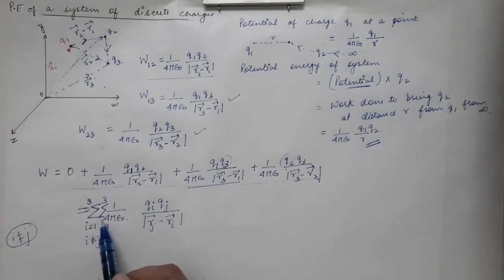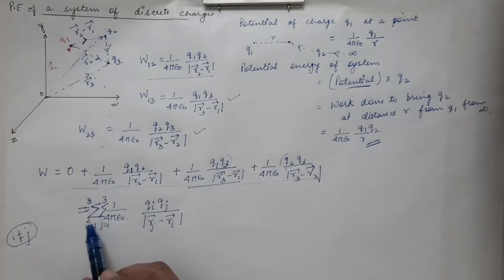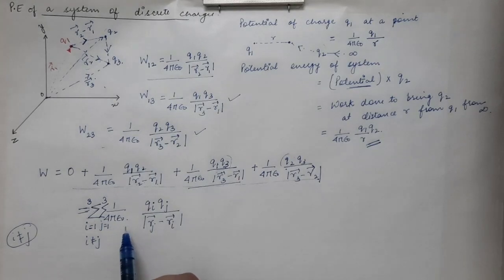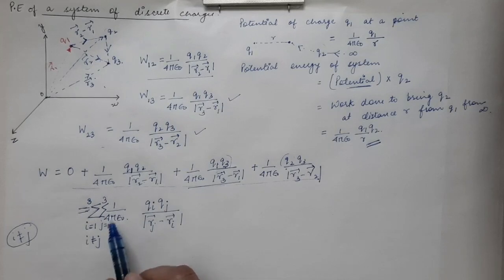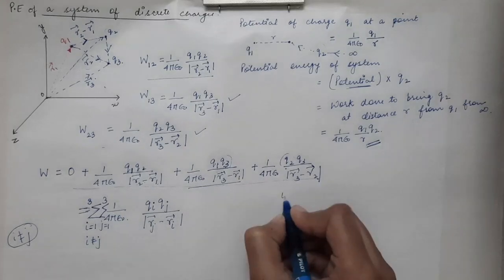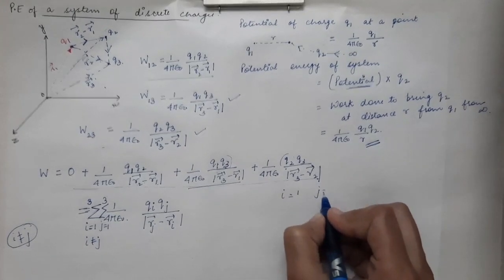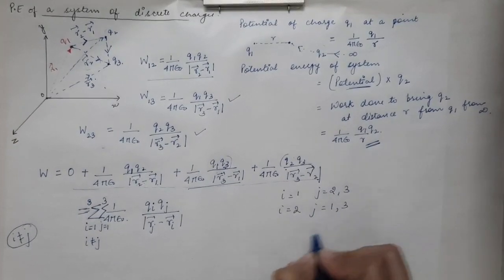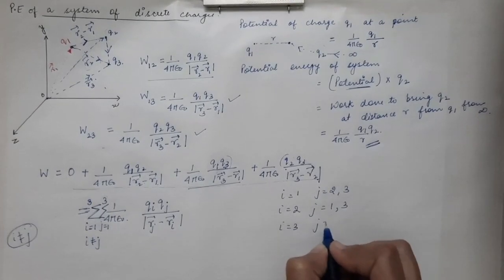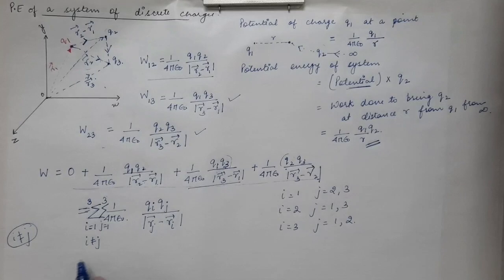We have already seen that when i is equal to 1, j will be equal to 2 and 3. Now when i is equal to 2, j can be either 1 or 3, but it will never be equal to 2. So when i is 1, j was 2 or 3; when i is 2, j will be 1 or 3. And at last, when i is equal to 3, j will take values 1 and 2, because i is never equal to j.